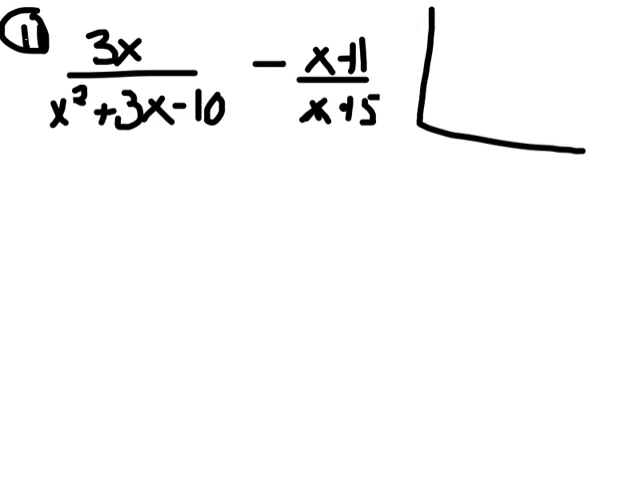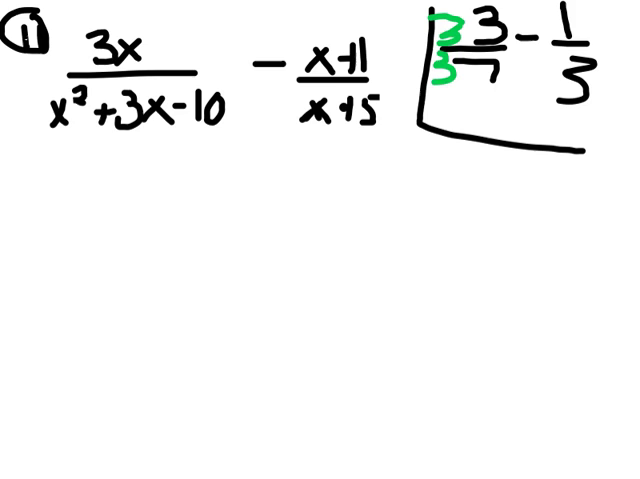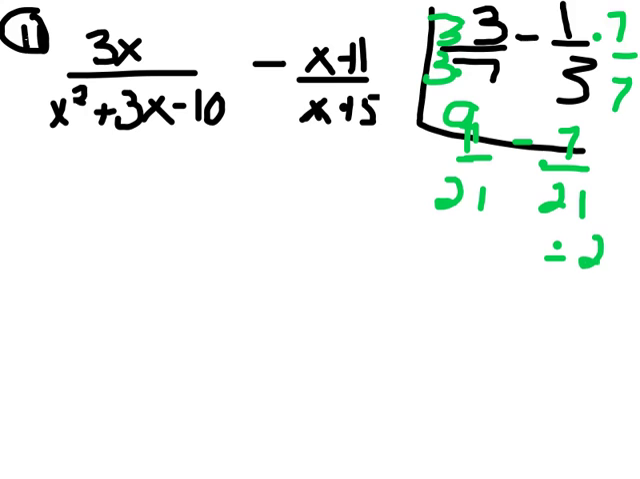If I had 3 over 7 minus 1/3, I'd have to get a common denominator, wouldn't I? Right. Okay, so this one would need to be multiplied by 3 over 3, right? Because it needs to have a 21 on the bottom. And this one would get multiplied by 7 over 7. And we'd have 9 over 21 minus 7 over 21. And we could say, oh, that's 2 over 21, right?